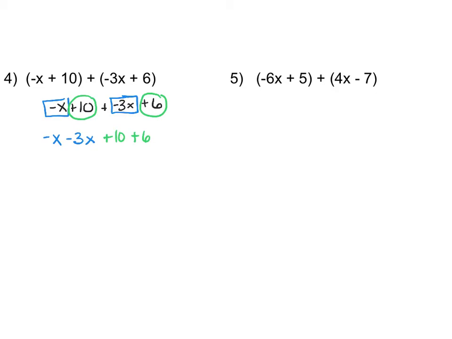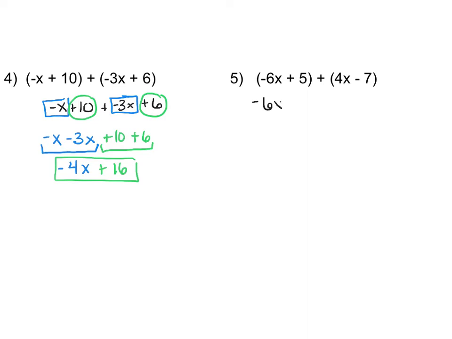Let's combine like terms. So I have negative 3x and then minus 3 more x's. So it's becoming more negative. So it'd be negative 4x. Next, I have 10 plus 6, which is 16. And that is my final answer. Let's look at this next one.